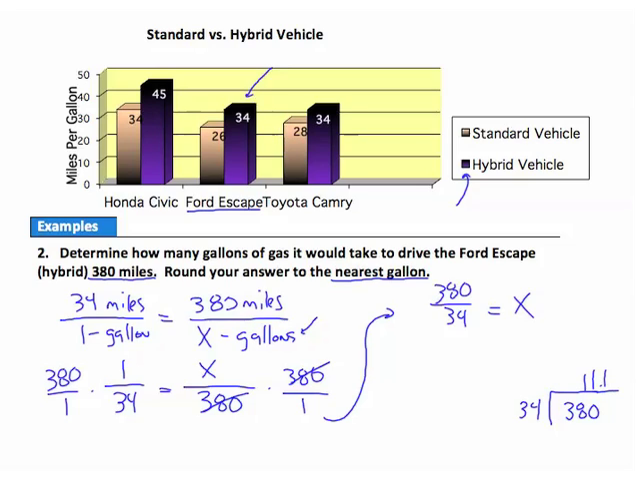So 11.17. And now they want us to round that to the nearest gallon, or nearest whole number, which means this 1 is going to tell us that the 1 in 11 is going to stay the same. So we actually get here that this thing is 11 gallons, and that's an approximation. Let's say that it would take approximately 11 gallons to drive the Ford Escape Hybrid 380 miles.